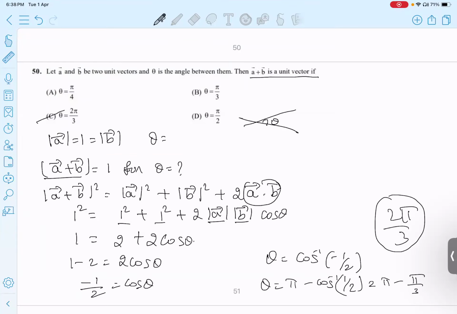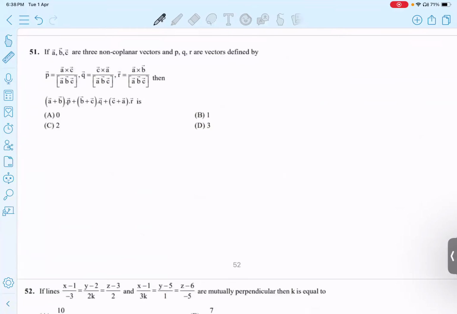Moving on to the next question. Before starting with the vectors, I told you they can't ask you questions based on planes or a scalar triple product. This is called a scalar triple product. So this is an eliminated question.